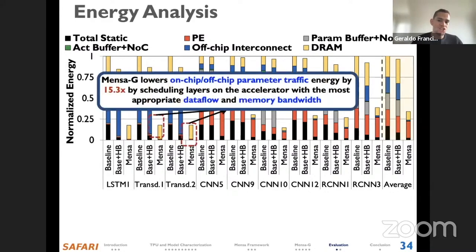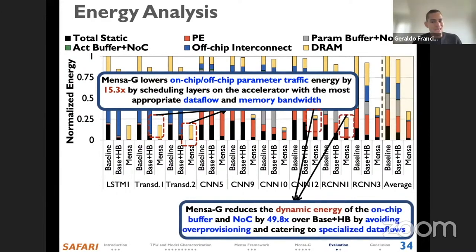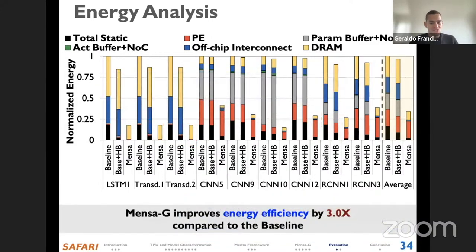First, Mensa-G's placement of the accelerators and careful dataflow design enable us to reduce the energy consumed by on-chip and off-chip parameters by 15.3 times on average compared to the baseline Edge TPU accelerator. Second, Mensa-G reduces the dynamic energy of on-chip parameters and network-on-chip by almost 50 times compared to the baseline system with high bandwidth memory. We conclude that Mensa-G reduces energy by 66 percent, and improves energy efficiency by 3 times compared to the baseline Edge TPU accelerator.